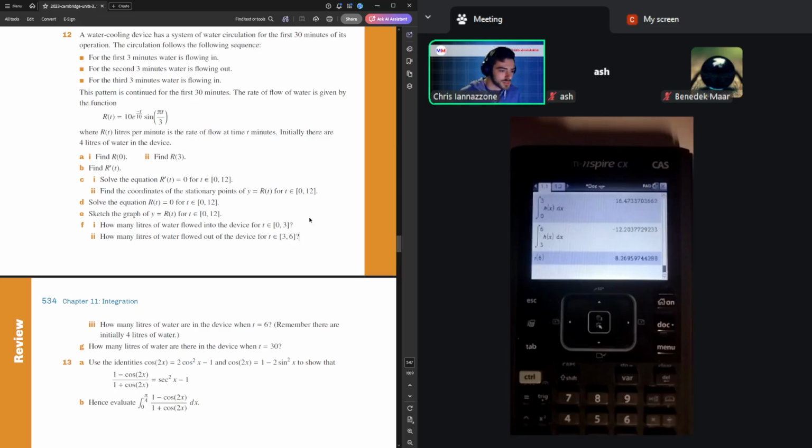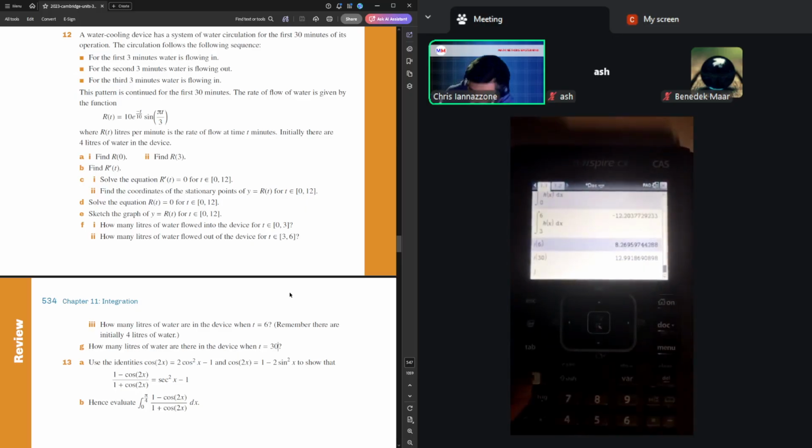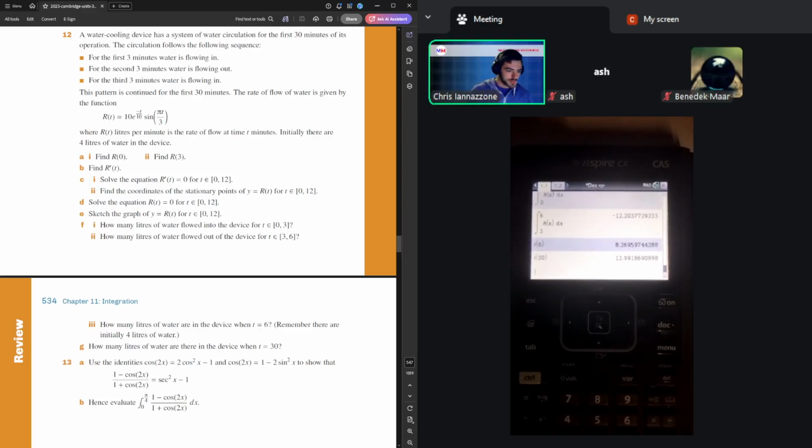Exact same thing for part G, right? How many litres of water are there at t equals 30? The only difference between these sentences, well, the word there, but t equals 6 down to t equals 30. So we'll do exactly that, and we'll determine that there are approximately 13 litres there. Any questions about any of that sequence? Because question 13 is going to be something completely different.